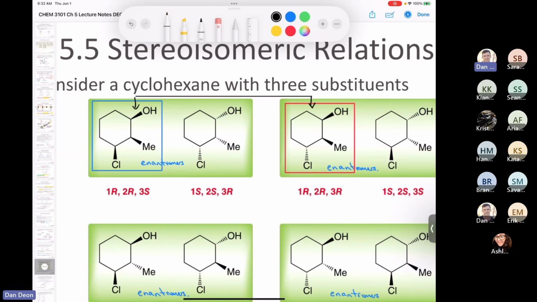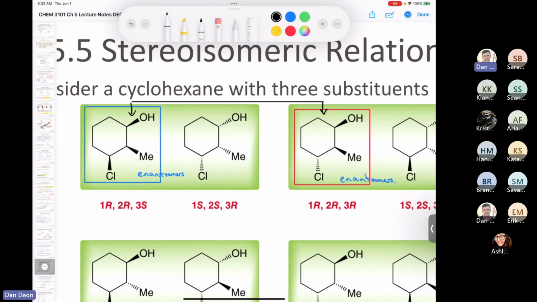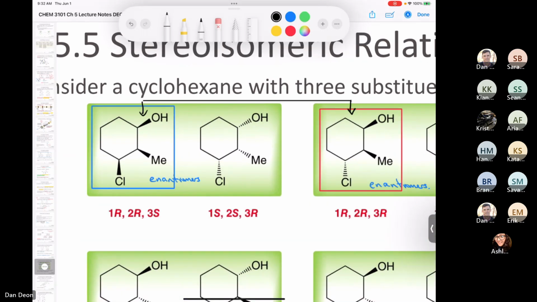So I'm going to guide you through the answer. Are they enantiomers? Yes or no? Those two compounds? Definitely not. They're not enantiomers. They're not identical. Are they stereoisomers? Do the atoms have a different orientation in space?